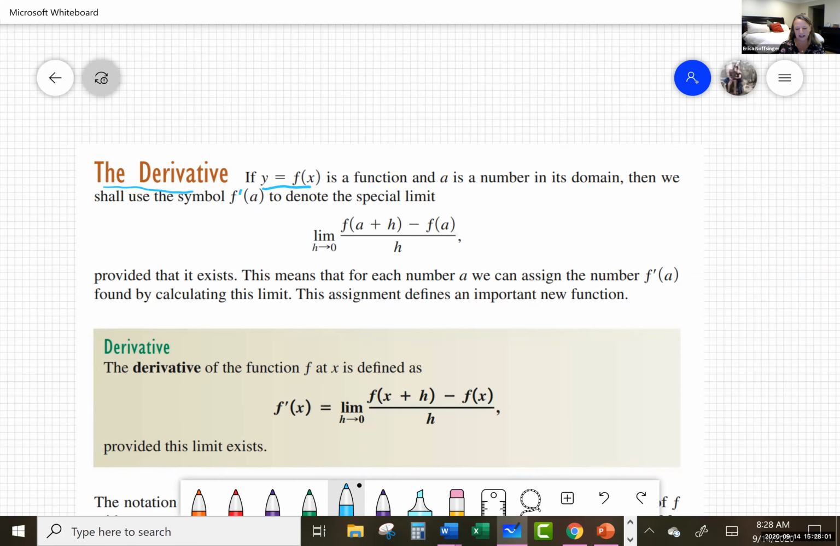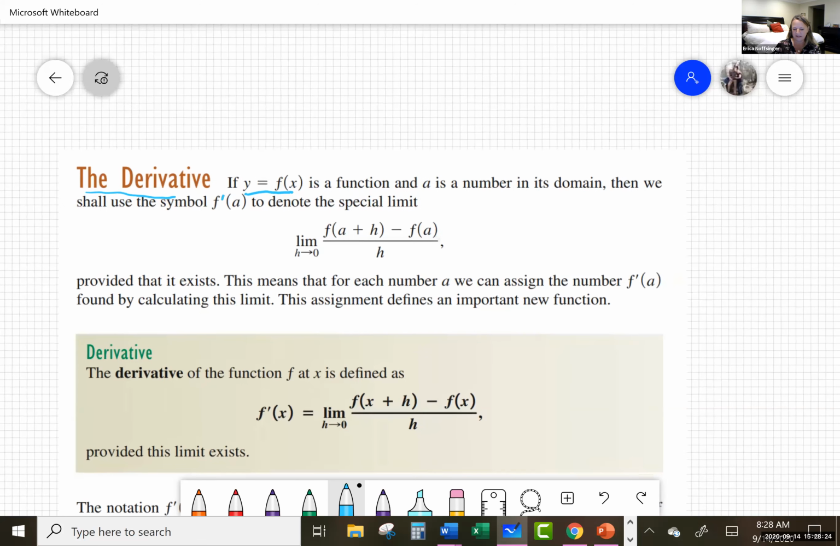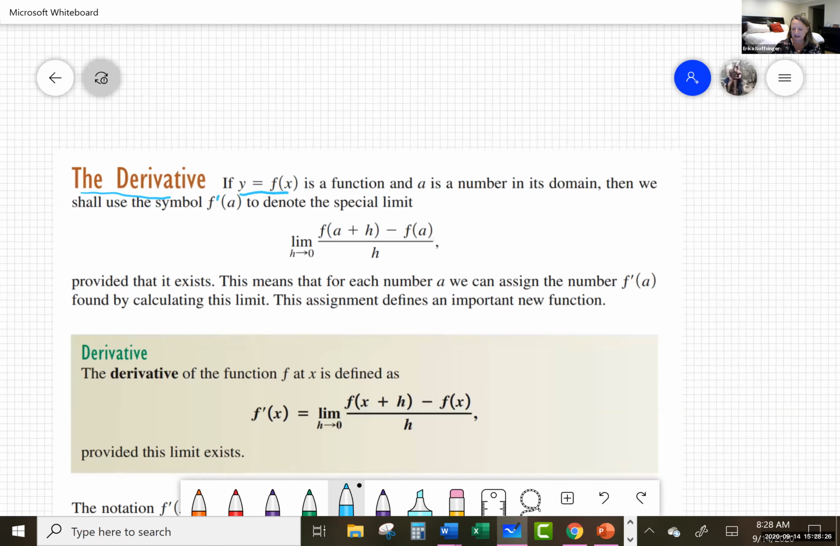Okay, so if we're looking at the derivative at a particular value a, which is defined in our domain, we're looking at the limit as h approaches 0 of f of a plus h minus f of a, all over h. And we're saying provided that this limit exists. Okay, so this means for each number a, we can assign the number f prime of a found by calculating this limit. This assignment defines an important new function.